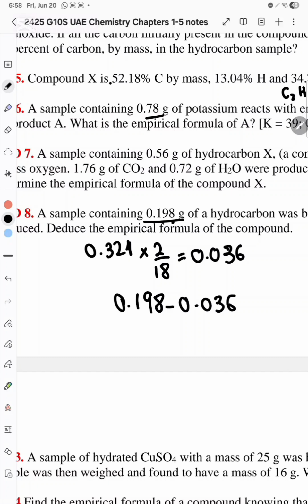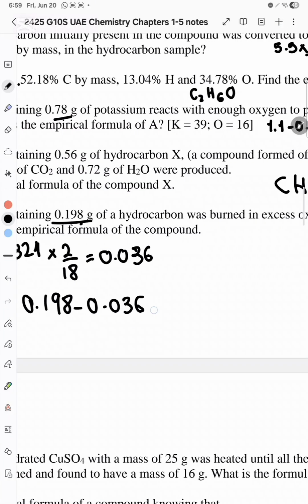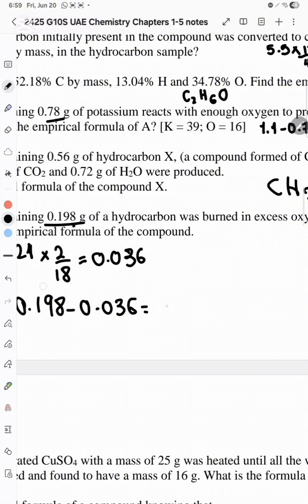Let me do it. 0.198 minus 0.036. Yeah, wait. I think I did something wrong. Wait, my bad, in the calculation. Okay, no, nothing wrong. I was just confused. So this is 0.162 and this is 0.036. This is for hydrogen and this is for carbon.